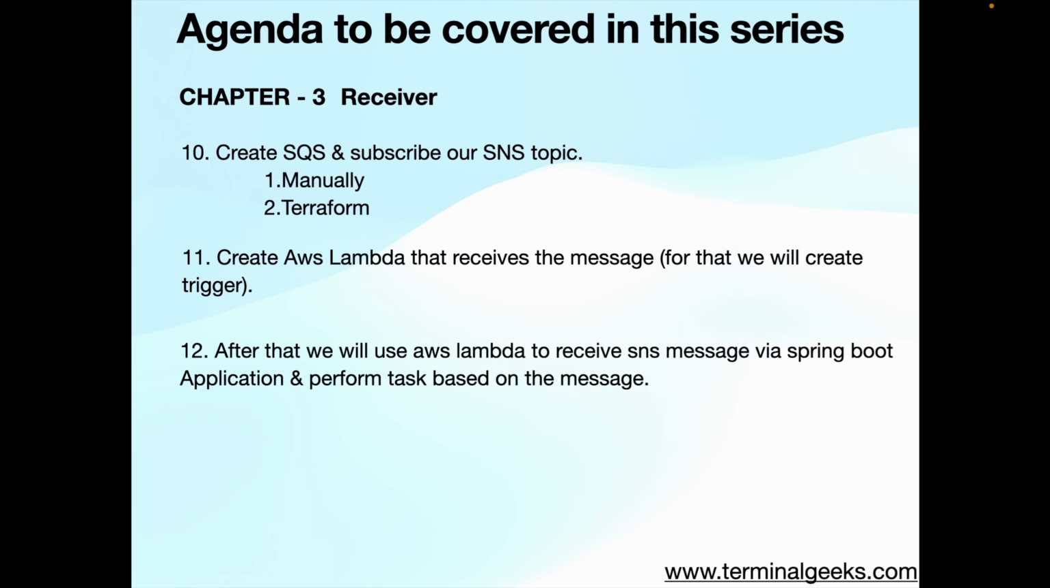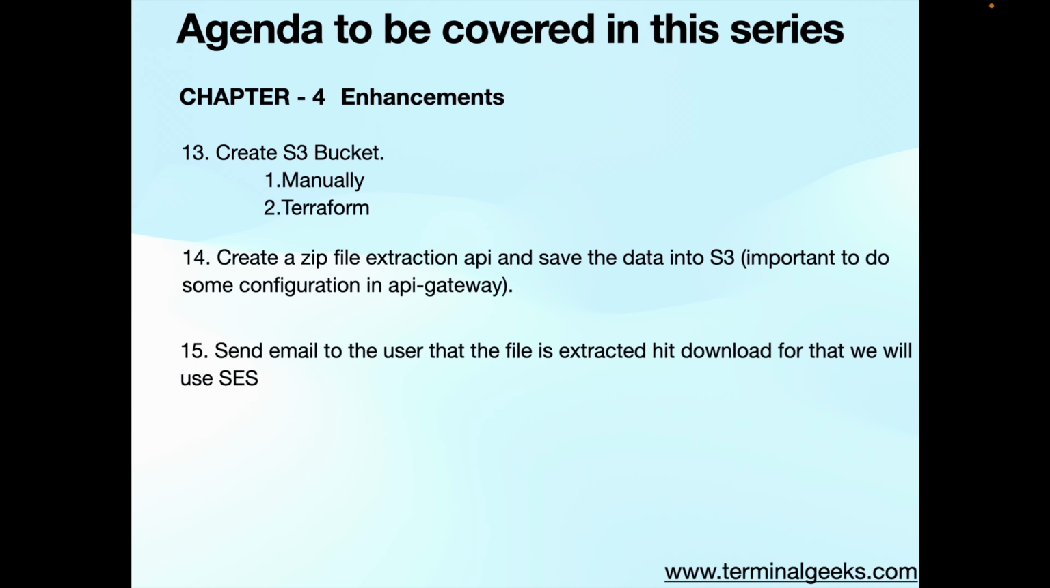I will create an AWS Lambda that receives the message from SNS, and for that we will create a trigger. We will see how to create the trigger while doing hands-on. After that, we will use AWS Lambda to receive the SNS message via the Spring Boot application. And when the message is received, we'll perform some task based on that message. The chapter 4 contains some enhancement part.